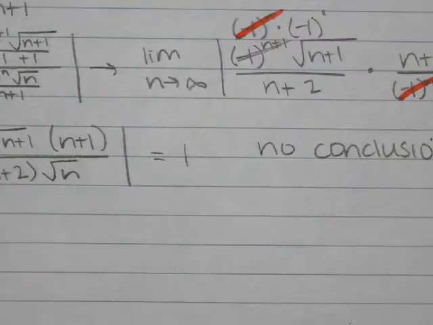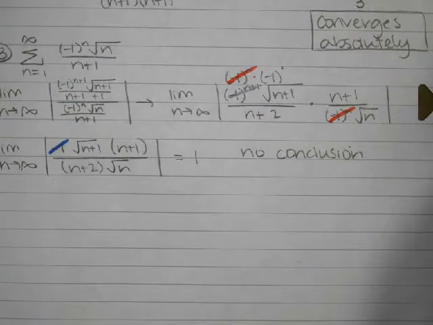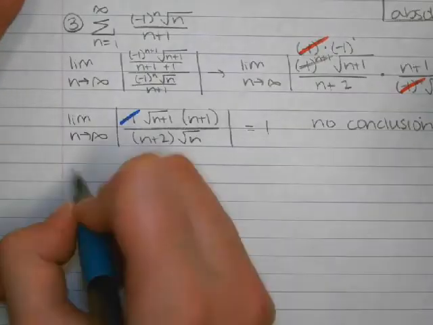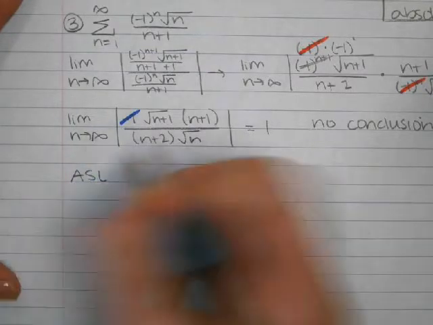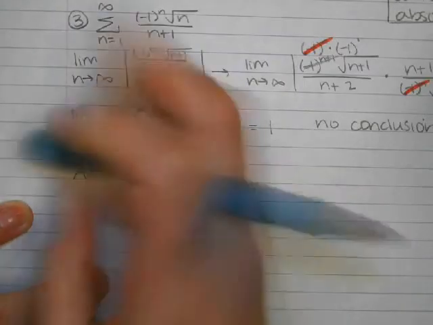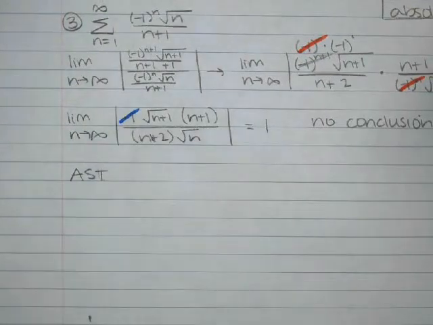Which means we have to do the problem another way. So I'm going to go ahead and do the alternating series test. I don't know why I was going to draw a capital T like that. That looks silly. Alternating series test.